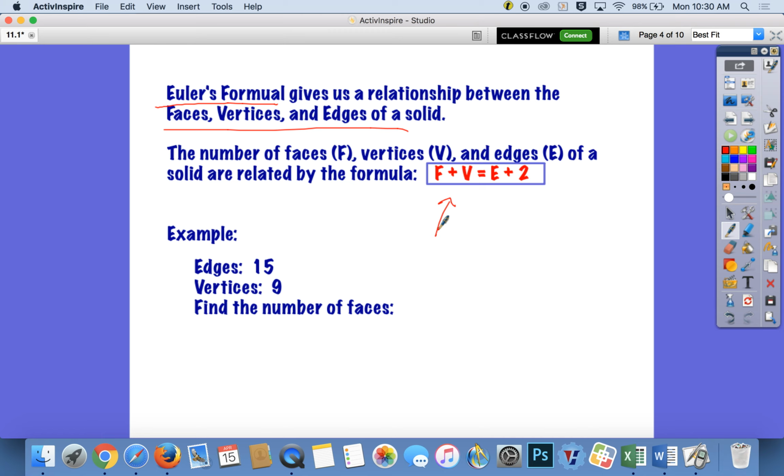So if I have an example here, guys, I know that the faces plus the vertices equal the edges plus 2. Okay? So I want to find the faces. Faces plus vertices for this particular problem equal edges plus 2. So faces plus 9 equals 17, subtract that 9 over, and the number of faces you're going to have is going to be 8. So quick and easy.